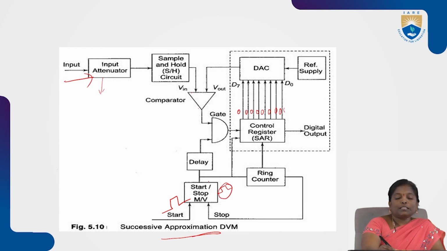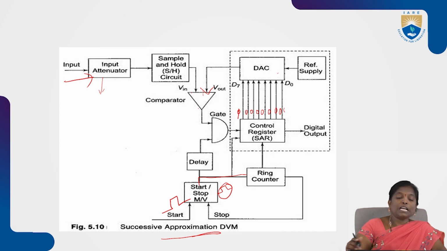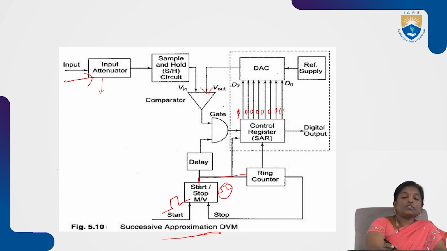Whenever we give the pulse, the same information is given through the ring counter. Then the control register sends the signal 10000000. This is the information given to the DAC. With the help of the digital to analog converter, the digital data is converted into analog and given as one of the inputs to the comparator circuit. So the two inputs for the comparator are the input signal coming from the input section and the signal coming from the control register.